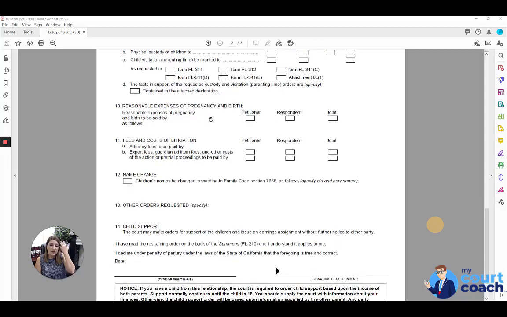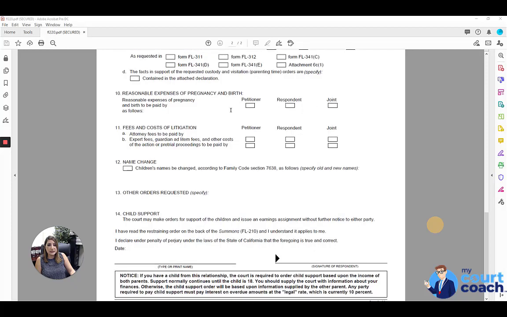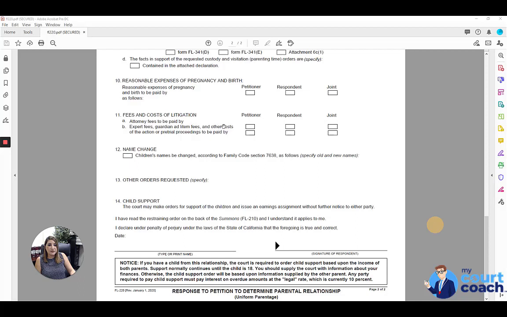Below, if you are requesting or responding to a request that the reasonable expenses of pregnancy and birth be paid by one of the parties, you can certainly make that request and mark the boxes that identify the parties that you think should share in that cost. If you are requesting attorney fees to be paid by one or both or either of the parties, you can mark box 11A and identify who you want to pay the attorney fees. If you anticipate any experts being appointed to this case, then you can also ask for orders ordering one or both of the parties to pay for that expert.